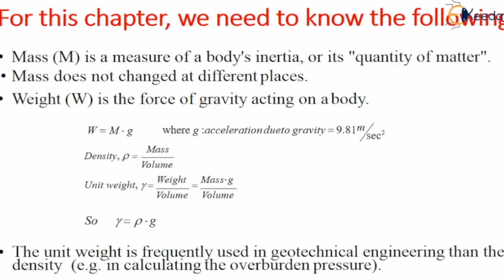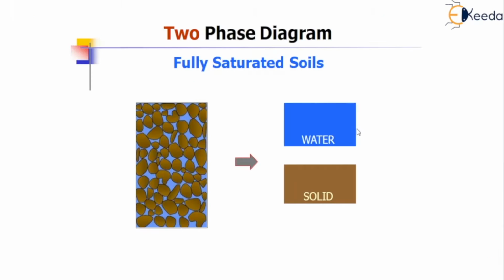We have already memorized what is mass and weight. The important relation we need to remember is gamma is equal to rho into g, because unit weight is a term we usually use in geotechnical engineering to solve various types of problems. Coming to the two-phase diagram, fully saturated soil is one of the categories.